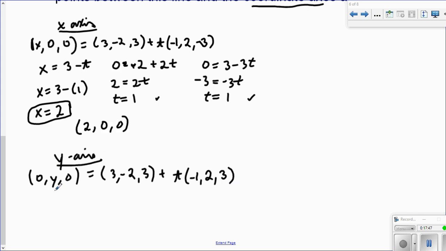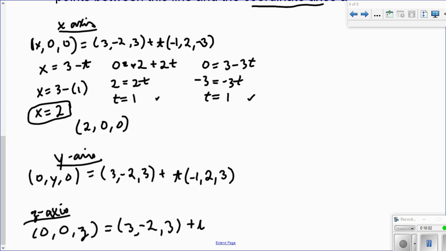And for the z-axis, it's the same. I let the point (0, 0, z) equal my given equation of my line, and I work it out just like I did for the x-axis. Okay, pause if you want here. I'm going to put the answers up on the board here in a second.